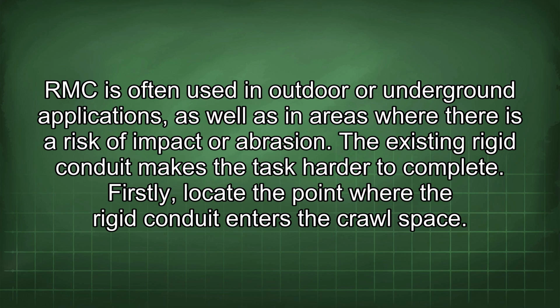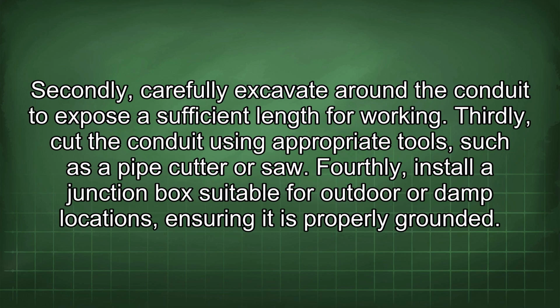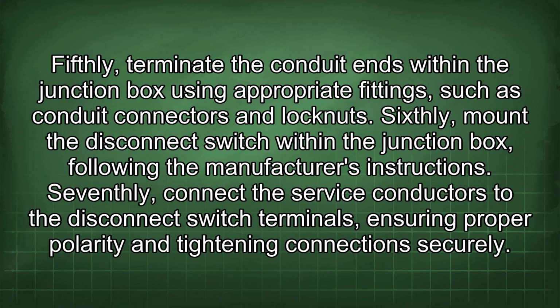Firstly, locate the point where the rigid conduit enters the crawl space. Secondly, carefully excavate around the conduit to expose a sufficient length for working. Thirdly, cut the conduit using appropriate tools, such as a pipe cutter or saw. Fourthly, install a junction box suitable for outdoor or damp locations, ensuring it is properly grounded. Fifthly, terminate the conduit ends within the junction box using appropriate fittings, such as conduit connectors and lock nuts.